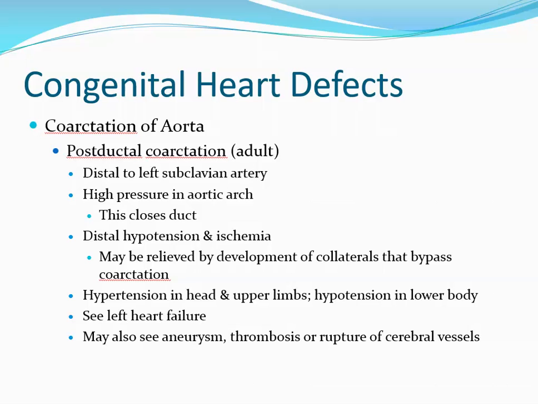This will result in high pressure in the aortic arch, and this pressure is enough to close the ductus arteriosus. One will experience distal hypotension, and ischemia is partially relieved by the development of collaterals that will bypass this narrowing. As a result, many survive to adulthood. One will see hypertension in the head and upper limbs and hypotension in the lower limbs and abdomen. You will see signs of left heart failure. You can also see aneurysms, thrombosis, or rupturing of cerebral vessels or an aortic aneurysm due to the increased pressure.